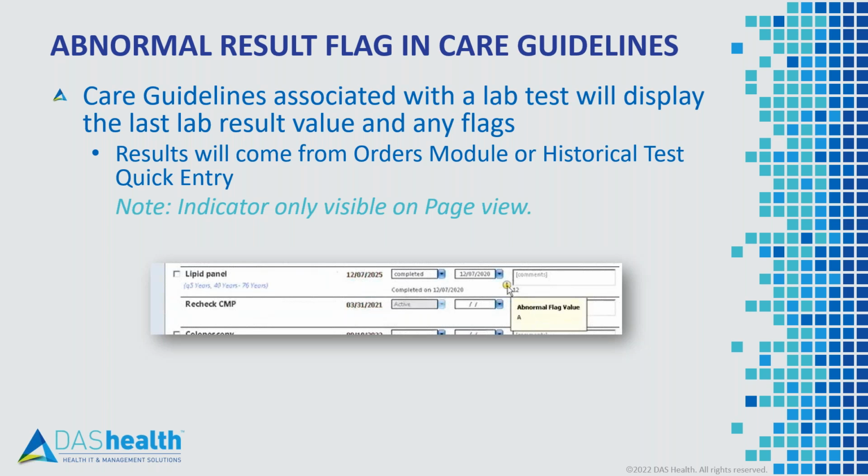In this example, we have a lipid panel that came back with an abnormal flag, so I can quickly see that with the yellow exclamation point. This is really helpful for quickly seeing updates with the lab results as you're looking through. Just as a note, like any other updates to care guidelines, these can come from either the orders module or from a historical result that was added. One caveat is that we have our two views, the paged and the grid view, which we'll look at in more depth in a second. This is only visible on our default page view.